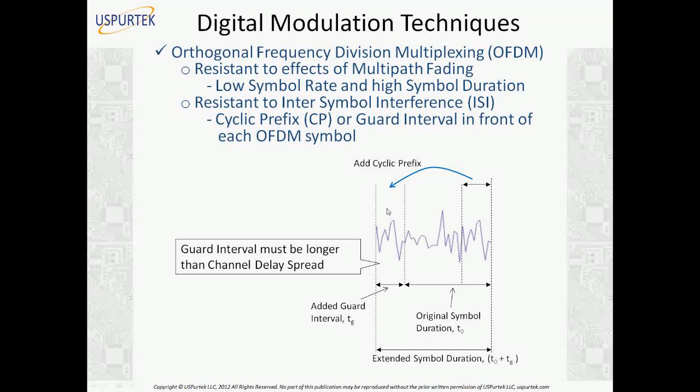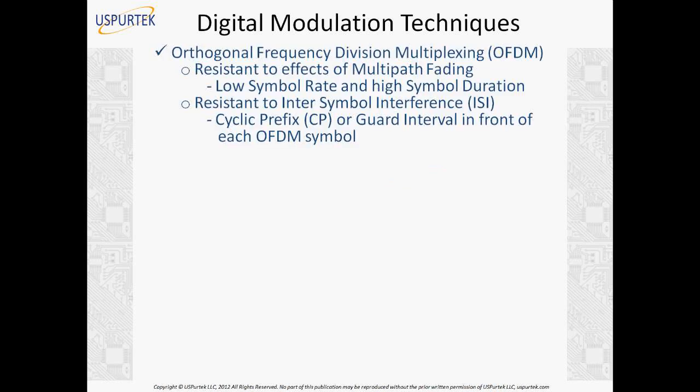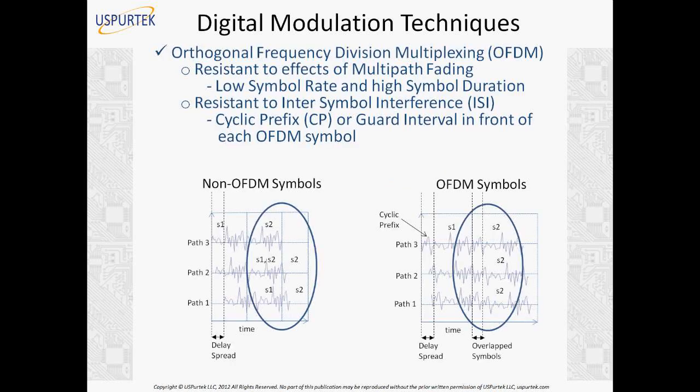Now here is a little illustration trying to show how this happens. In the case of non-OFDM symbols, there is no prefix here. So you have all these symbols overlapping, coming from path 1, path 2, and path 3. Here you see both symbol 1 and symbol 2 overlapping with each other. So you will lose your data or information because there is inter-symbol interference. Whereas in the case of OFDM symbols, you have a cyclic prefix, which is a repeat of the tail part of the signal.